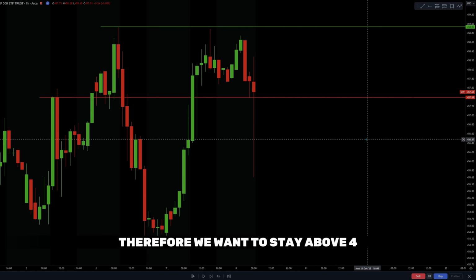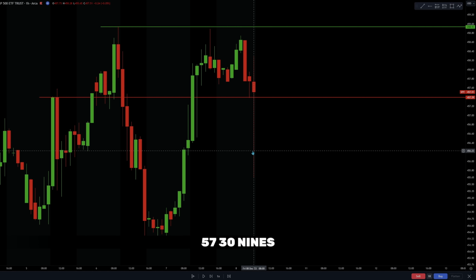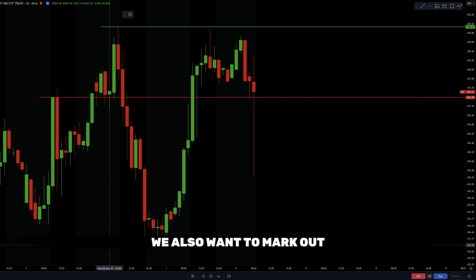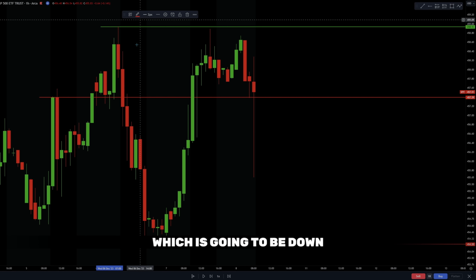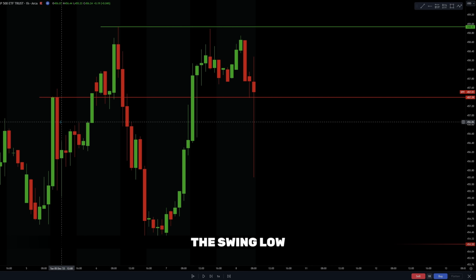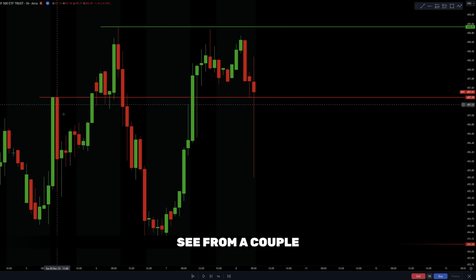Therefore, we want to stay above 457.39. Now, on the 1 hour time frame, we also want to mark out the swing low, which is going to be down here as well. The swing high, the swing low, and then the pivot level that we see from a couple days ago.